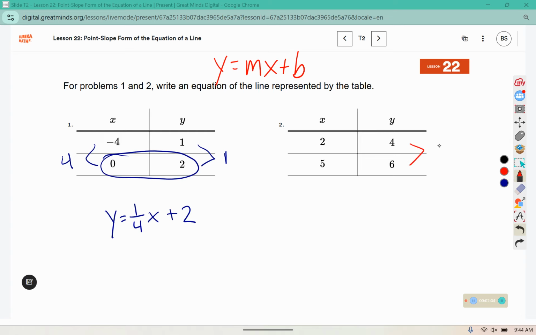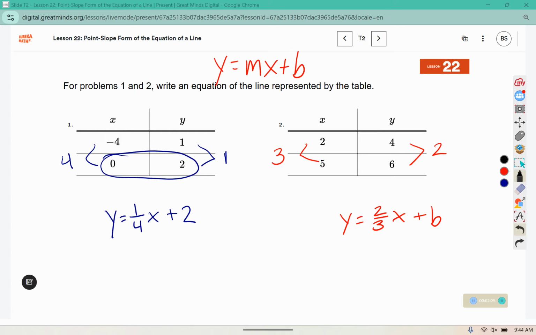For this one, 6 minus 4 is 2. 5 minus 2 is 3. But this one has a slope of 2/3. But we don't have the y-intercept listed in our table. So I'm going to place a b here, and then I'm going to solve it for b to finish up my equation.